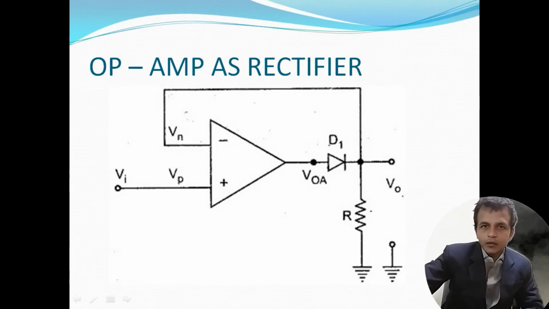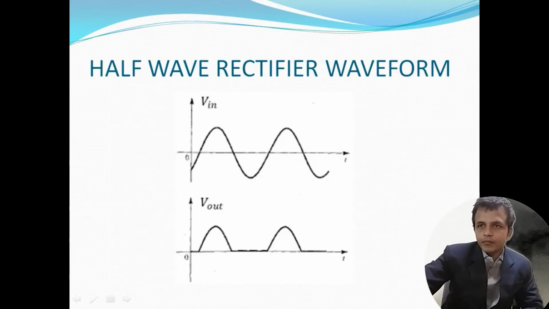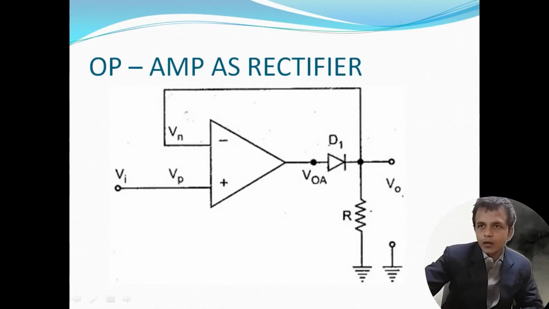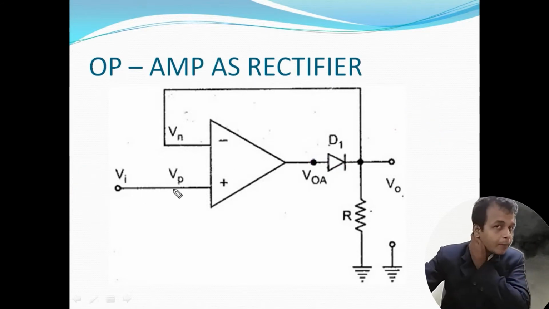Right? So here, when the input signal is in the positive cycle, the diode is forward biased and produces the output in the positive direction. And for the negative cycle, the diode is reverse biased and it does not produce any output, and the switch is open. So this is what happens for the negative cycle.